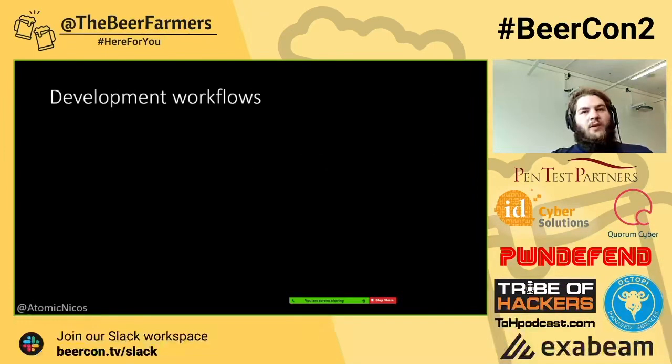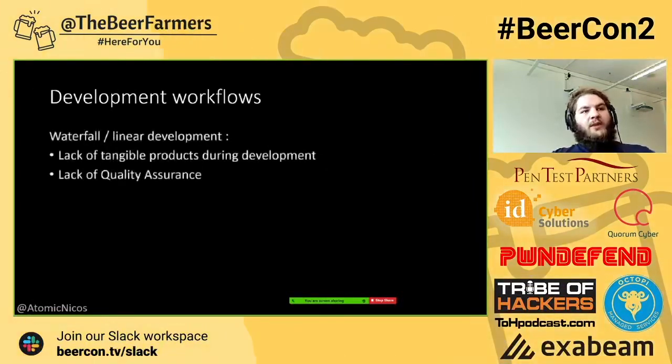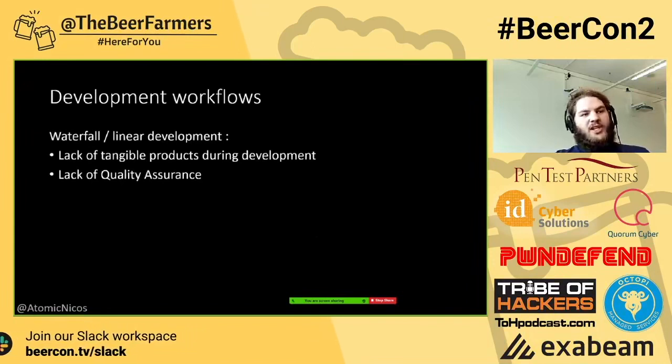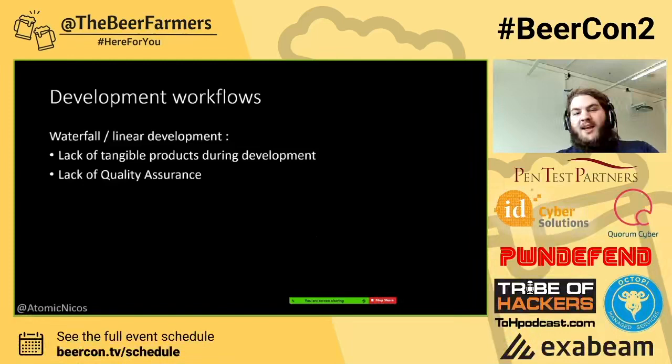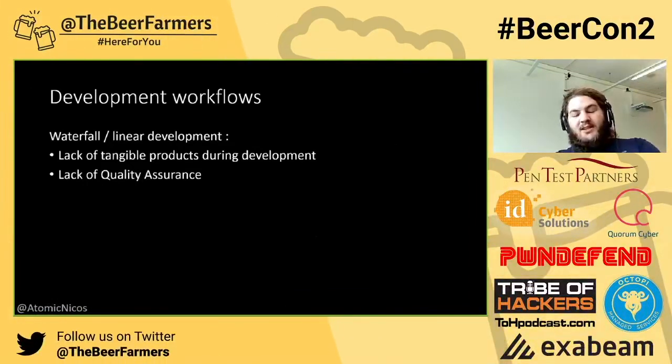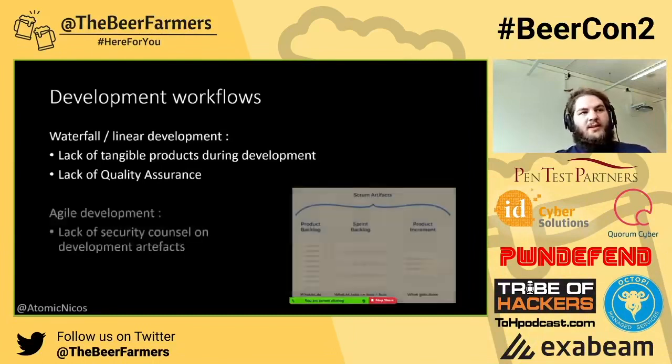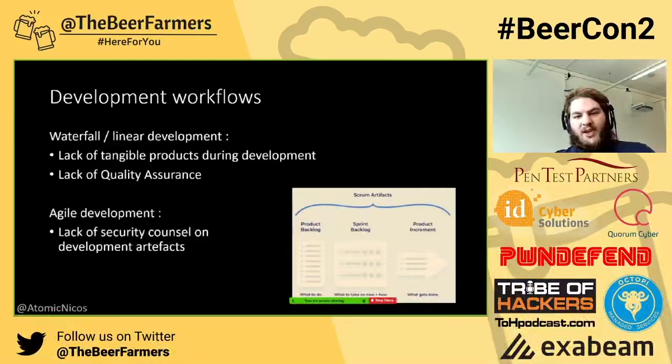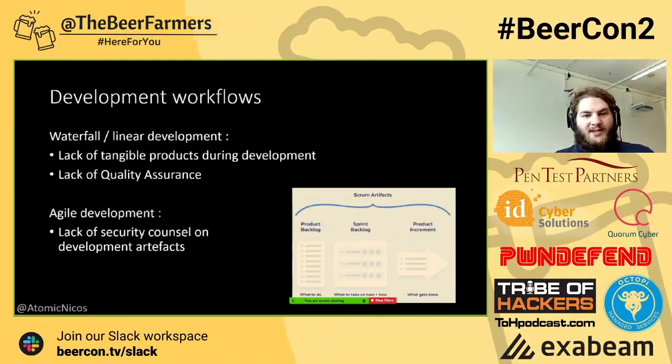Finally, in terms of development workflows, you have waterfall and linear development, which is a pretty old way of dealing with development in projects. They produce very few tangible products. You have an app that's being developed, that's all. So if you can't evaluate the security of your app, you can't evaluate its quality as well, which is an issue. In terms of agile development, the lack of security counsel on the artifacts you produce during every sprint is also an issue, because you might snowball yourself into vulnerability hell at some point.